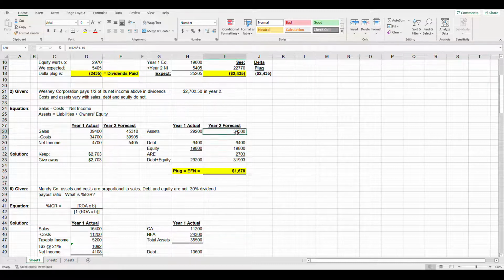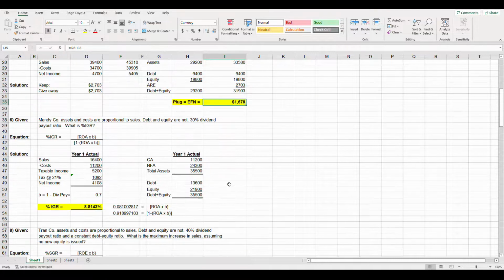So I have 33,580 on the asset side of the balance sheet, and 31,903 on the right side, debt plus equity, liabilities plus equity. And so the plug I need to balance this balance sheet, what do I plug in to balance the balance sheet? The plug is the external financing needed, and that is 1678. I get that by taking I28, which is the asset number, 33,580 right here, minus I33, which is my liabilities plus equity. To balance that balance sheet, I need to plug in $1,678. There are your answers to problem number 2.